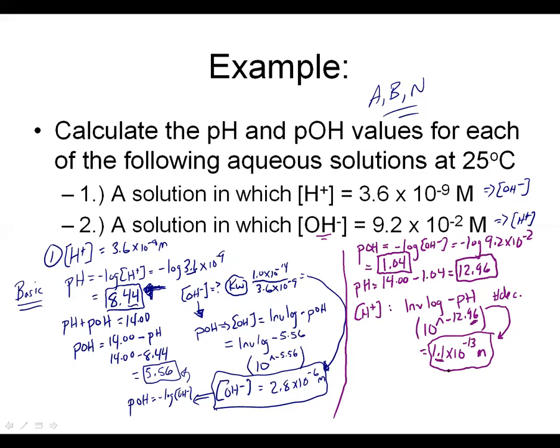Lastly, we do want to figure out, is it acidic, basic, or neutral? Again, we want to look only at the pH value, which is this guy. That is definitely above 7, which means this is also basic. Any questions on how I got any of those numbers, where they came from?